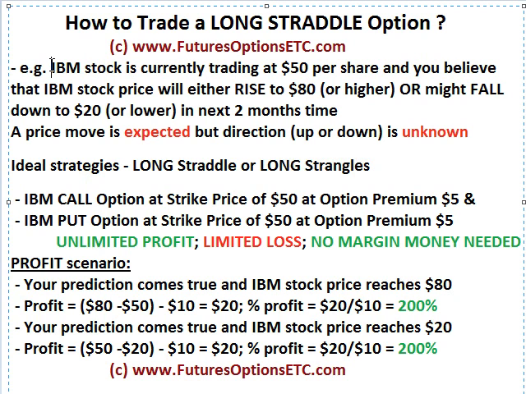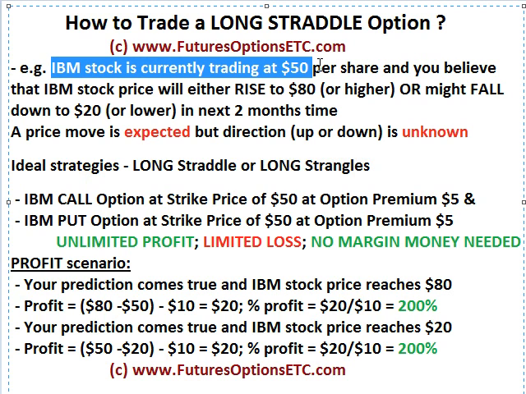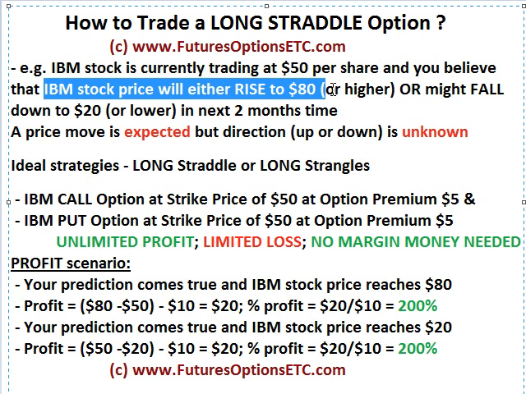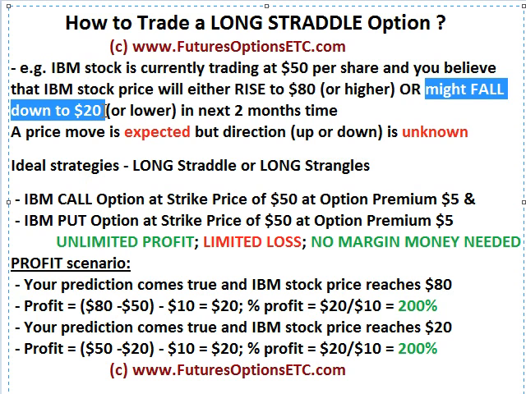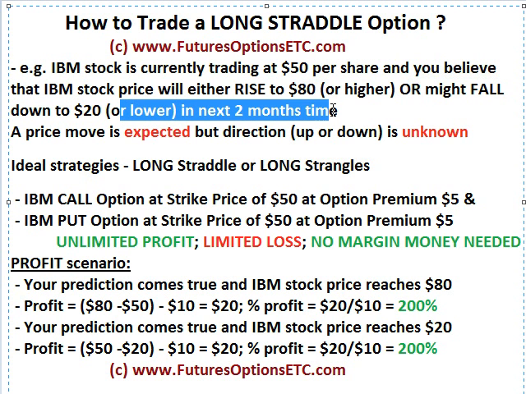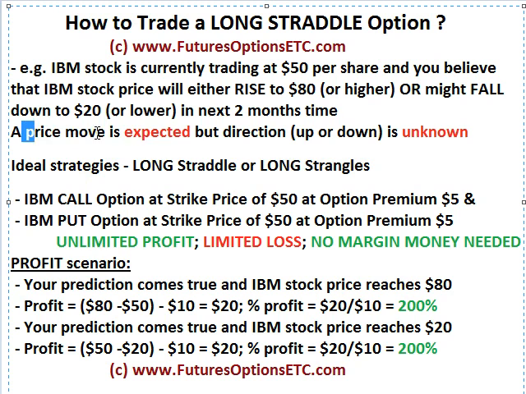For example, let's say IBM stock is currently trading at $50 per share, and you believe that IBM stock price will either rise to $80, which is a big move, or even higher, or it might fall down to $20 or even lower in the next 2 months time. So price move is expected, but direction, whether it will be up or down, is unknown. So this makes an ideal case for trading long straddle.